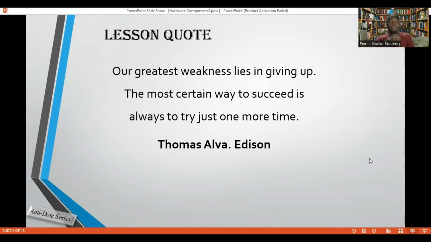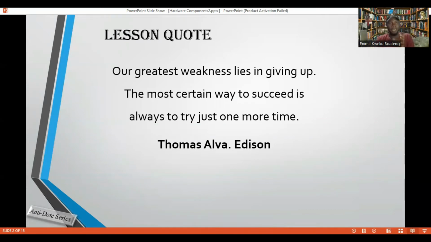All right, so lesson quotes. Our greatest weakness lies in giving up. The most certain way to succeed is always to try just one more time. Thomas Alva Edison said this, and Thomas Edison, a popular person, the light bulb man. So if you don't know Thomas Edison, you can just refer to him as the light bulb man. But yes, an American inventor, and a businessman as well. So he did things in electric power generation, mass communication, sound recording, and motion pictures, other things as well.